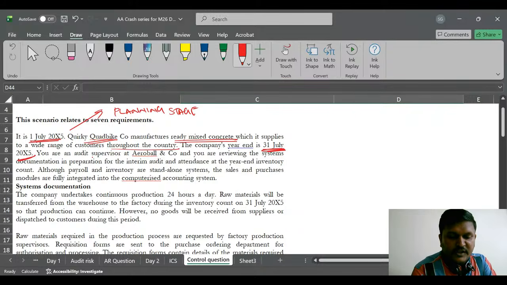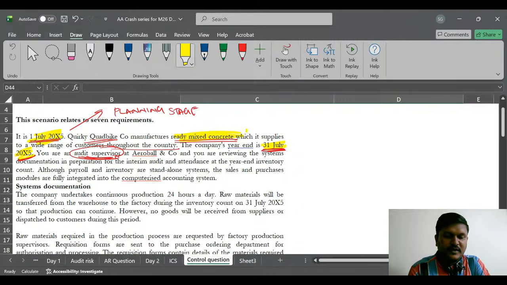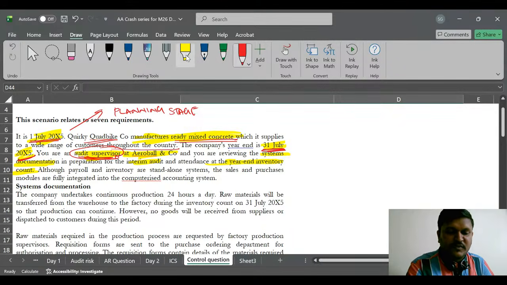Now you are an audit supervisor. Your role is audit supervisor over here. I'm just highlighting the periods. What are the major things we have over here? The company manufactures ready mixed concrete, and you are now an audit supervisor reviewing system documentation in preparation for the interim audit and attendance at the year-end inventory count. So you are preparing for the interim audit, and you are supposed to be present at the year-end inventory count for that company. Now, payroll and inventory are standalone systems.